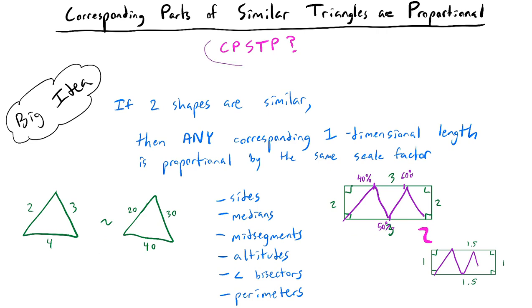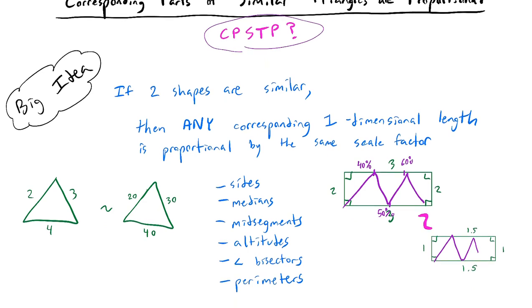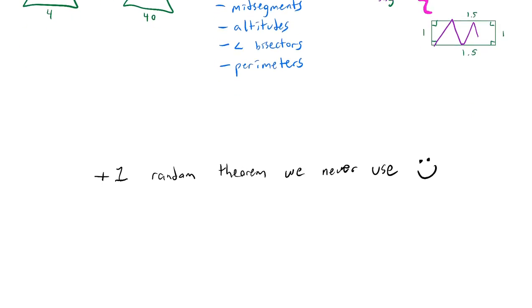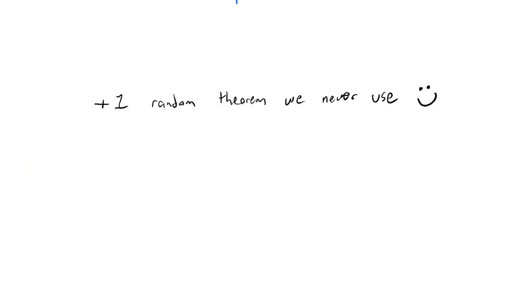Maybe you call it CPSTP for this title. You just make things up. And then there's one random theorem that we never use. We use it in this. It might show up on a quiz or a test, and then we just toss it in the rubbish bin. Rubbish! Rubbish! Oh, what am I, from the UK?